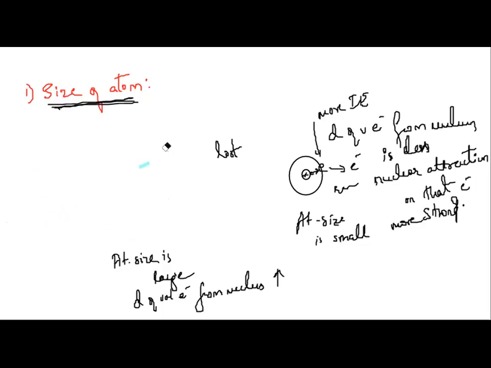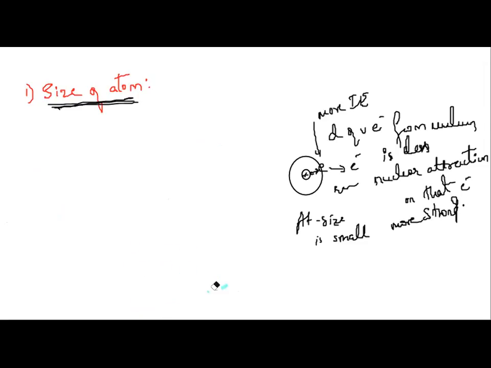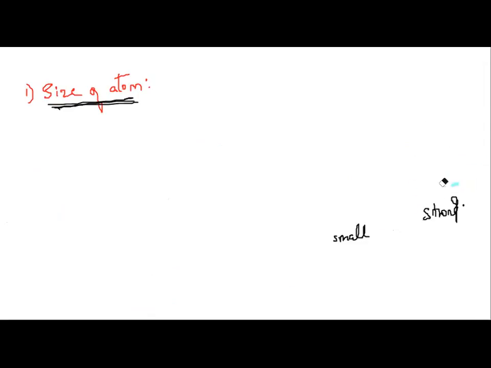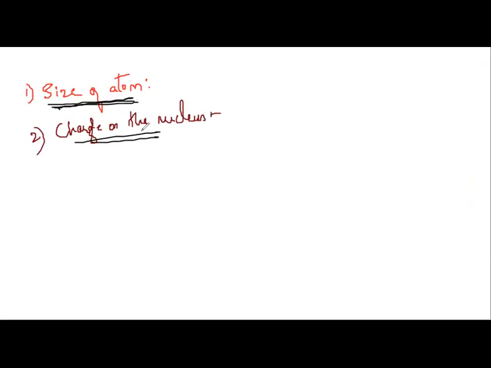Okay. What is the second factor which affects the ionization energy? The second factor is the charge on the nucleus. So what does this mean? With the increase in the nuclear charge, as the charge on the nucleus increases, there is an increase in the force of attraction of the nucleus.